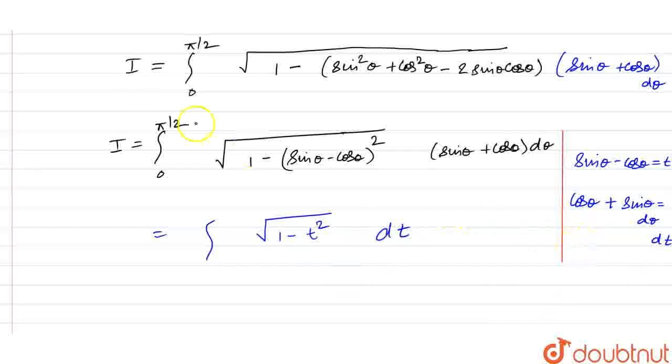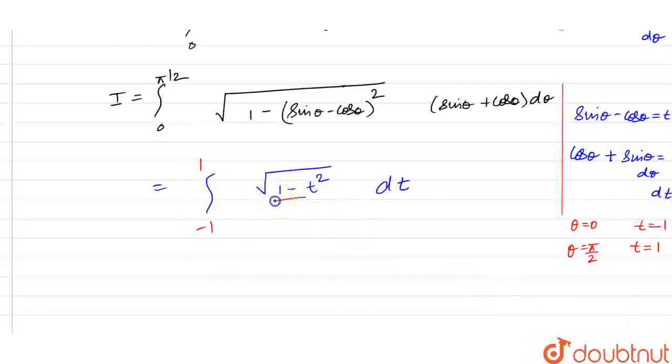And the limits will also be changed. So at theta is equal to 0, we have 0 minus 1, t is minus 1. At theta is equal to pi by 2, we have 1 minus 0, that is 1. So the limits are minus 1 to 1 here.